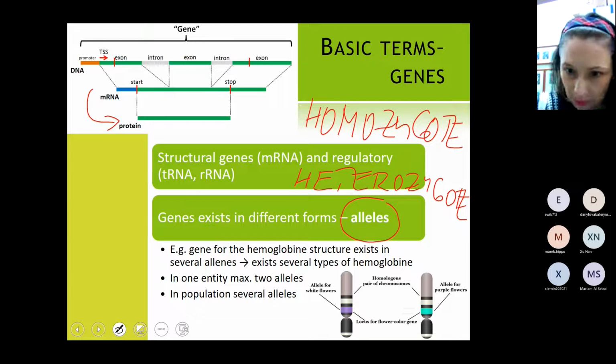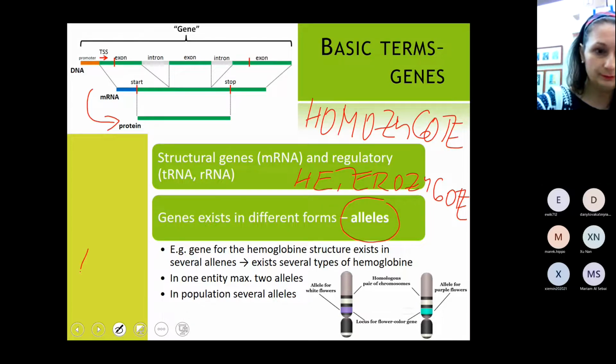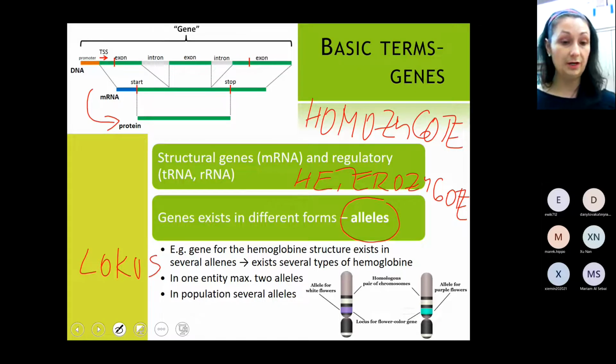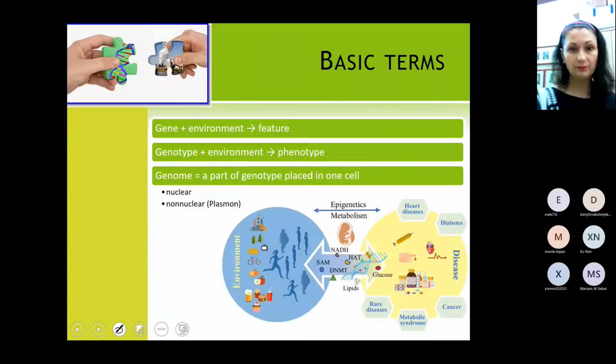Also, locus. Locus is the place where the gene is sitting. This is the same place all the time in all individuals in every species. So this is the place where every gene is sitting. This is really conserved. So we can just conclude this part.